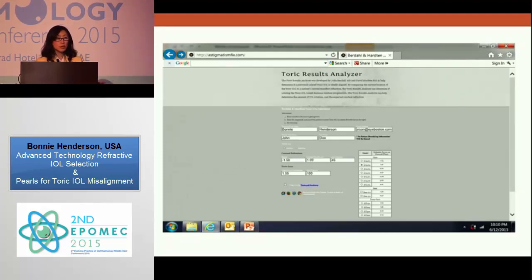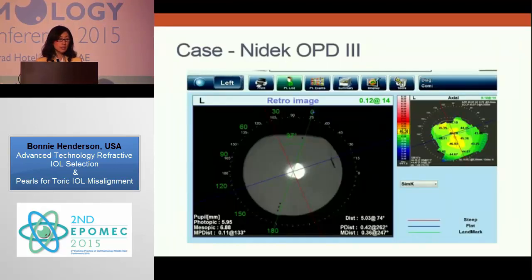This is also another nice tool, the NIDEK OPD3. You can actually have a retroillumination screen where you dilate the pupil and take an image, and you can see where the toric IOL is, and it overlays where the steep axis is. So you can actually move the axis to tell you exactly how many degrees, and for this particular lens, it's 37 degrees off. So it tells you exactly where it is off compared to the corneal curvature right there in the clinic. So these are nice tools.